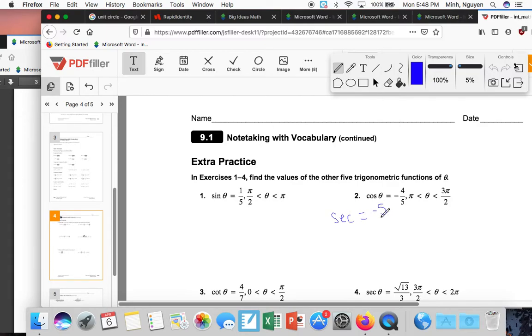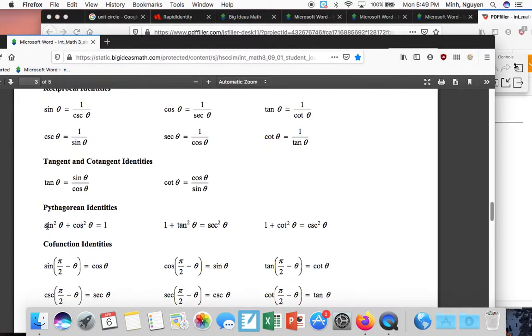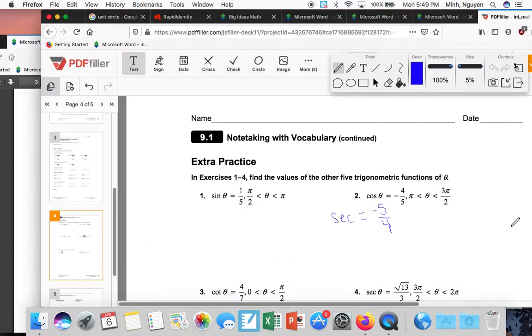As a reminder, you should be writing theta. It's just really tough for me. I can't even write a freaking 4. So secant of theta is negative 5/4.